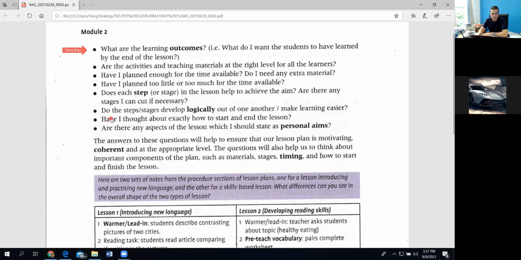Next point, do the steps and stages develop logically out of one another to make learning easier? This we always check in the lesson planning stage, connected with each other in order to achieve the main aim of the lesson. So you have to see that stepwise, like last time I gave you the example of the ladder, the ladder steps which you put in order to reach the top of the floor. You have to see whether the steps are at an appropriate place so the climber can easily follow it up and reach the top.